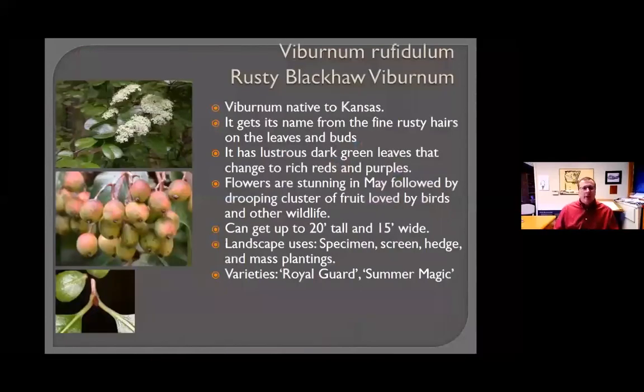Rusty blackhaw viburnum has more glossy foliage that turns purple in the fall. Still white blooms that pollinators love, and clusters of fruit like little prunes that birds will devour later on in the winter months. It gets 15 to 18 feet tall and an equal spread. Both the blackhaw and rusty blackhaw have a tendency to form thickets, but you can train both of them to be smaller understory trees in the landscape.